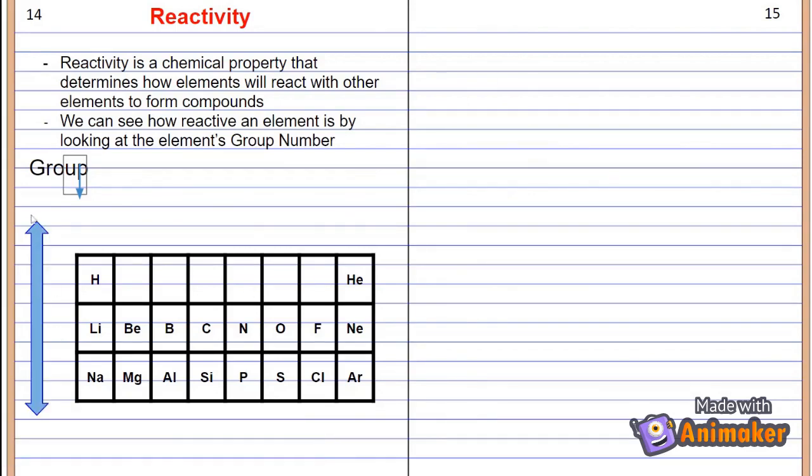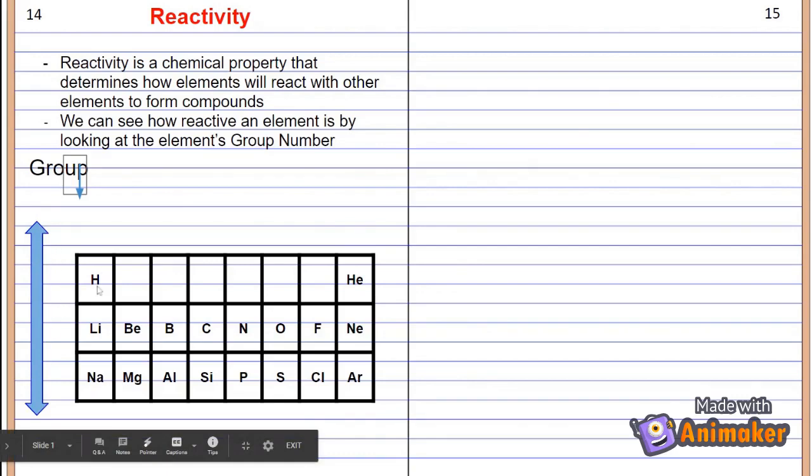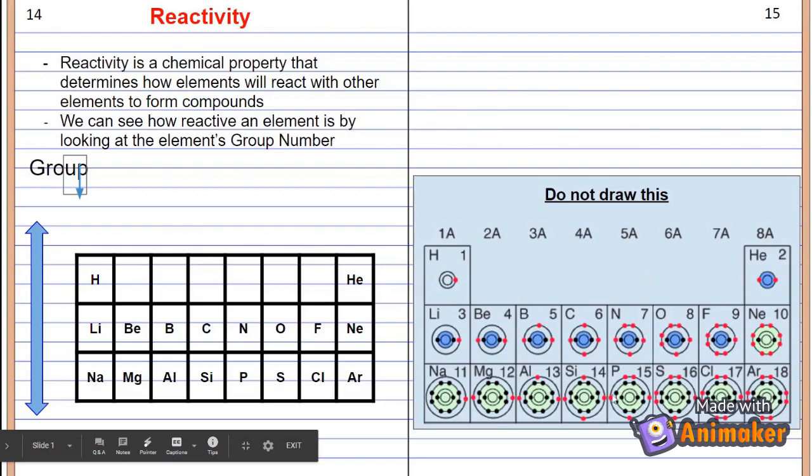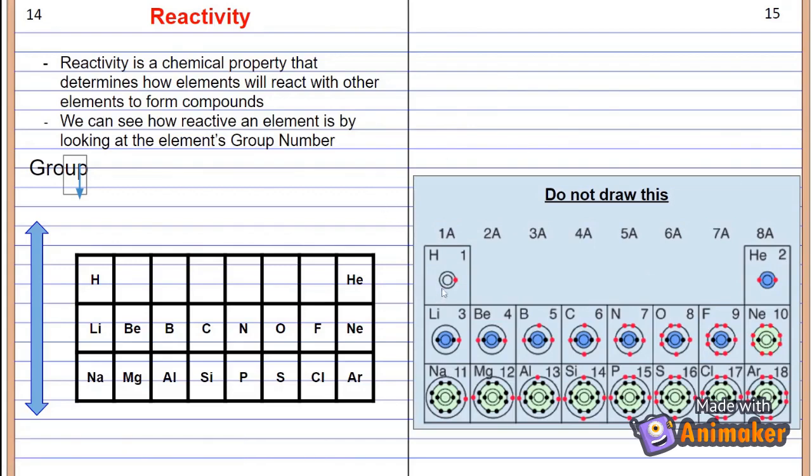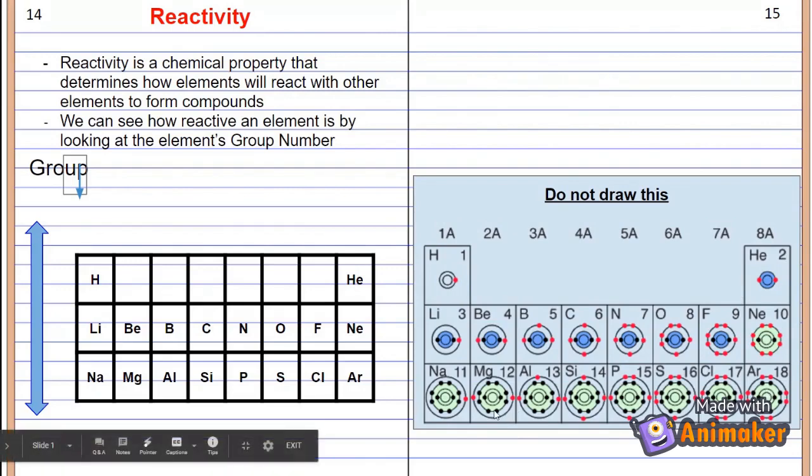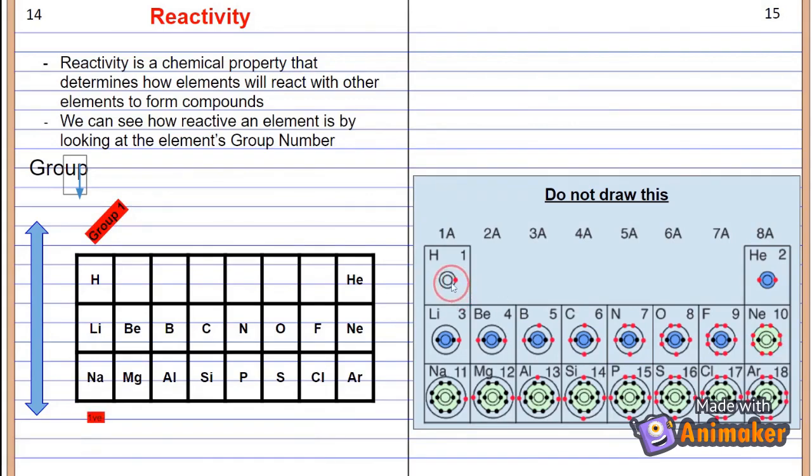So you'll notice that our groups are up and down, so each of these columns is one group. Do not draw this, but we're going to use this to look at the different valence electrons, which is what's going to determine our reactivity. So group 1, which is hydrogen, lithium, sodium, and everything down in group 1 has 1 valence electron. You can see here, hydrogen has 1 in the last ring, lithium has 1, and sodium has 1.